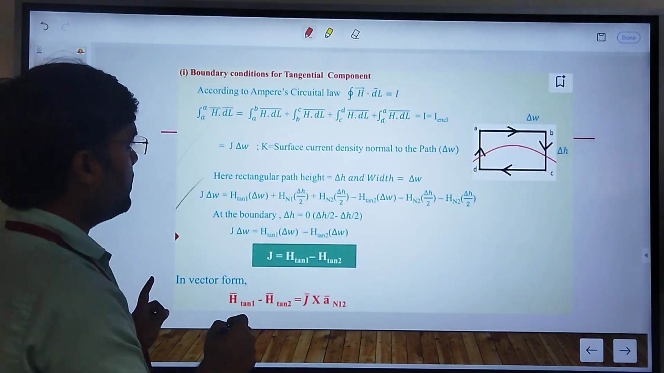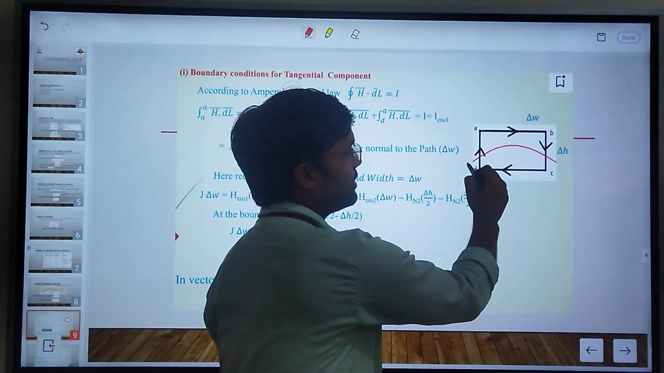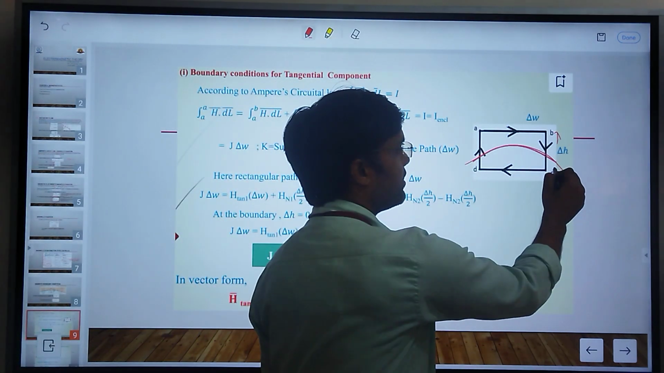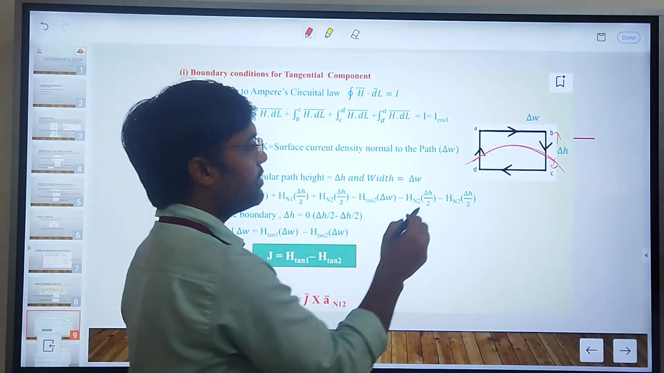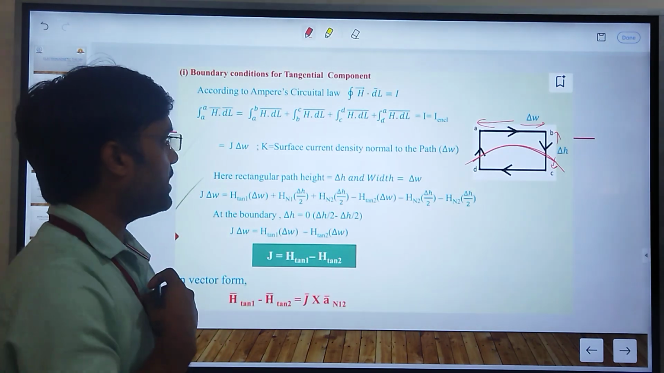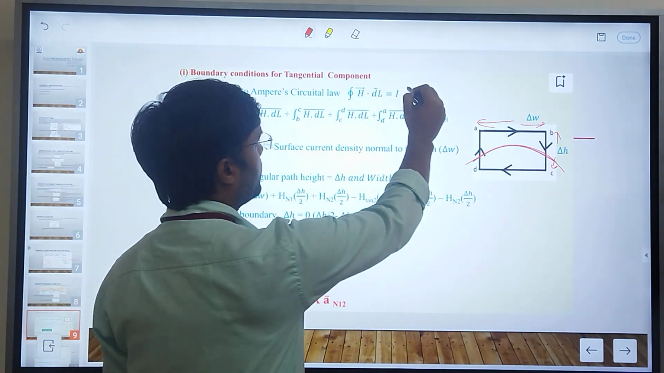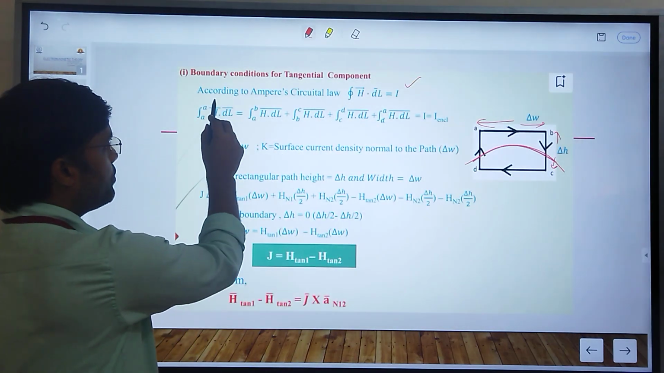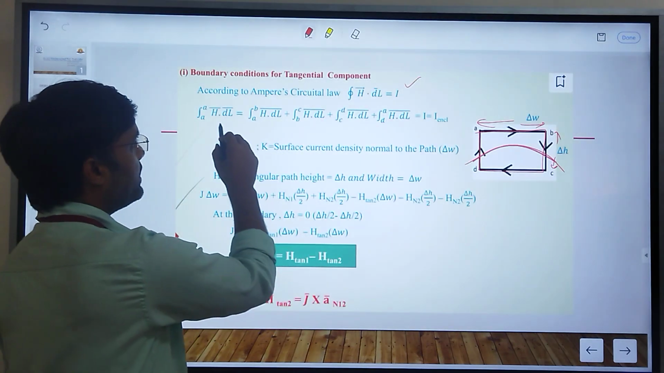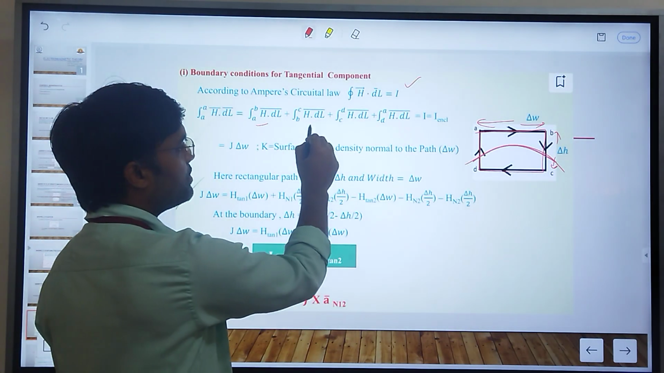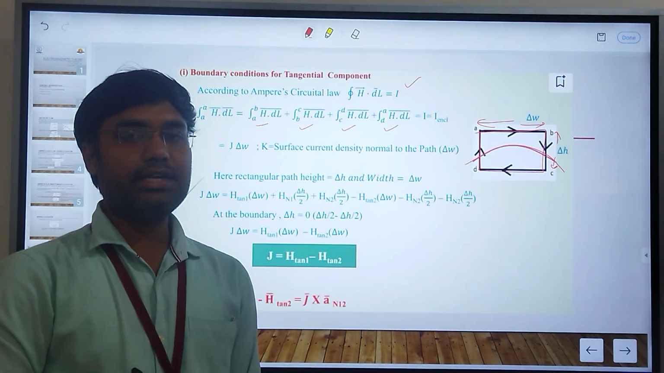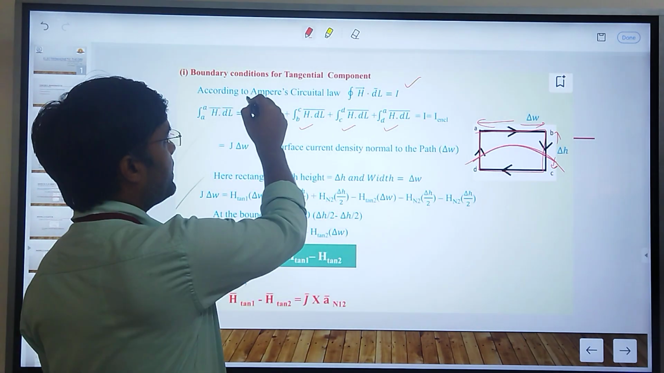So we can obtain for this rectangular path, this is the boundary. Delta H tends to 0, a very small height we have taken vertically, and delta W has been taken as the width of the rectangular path. So applying H dot dl, Ampere circuital law equal to I, to the closed path from A to A. Means we have to go A to B, B to C, C to D, D to A. So we have A to B H dot dl, then B to C integrating H dot dl, C to D, D to A, which is equal to the total current enclosed by that path. That is Ampere circuital law.